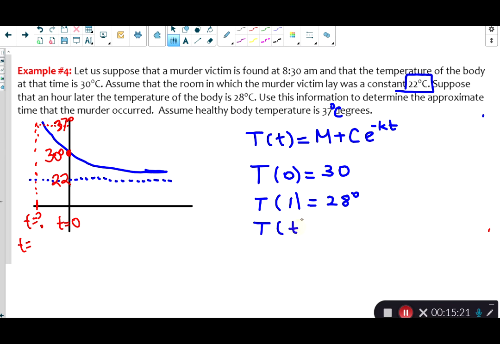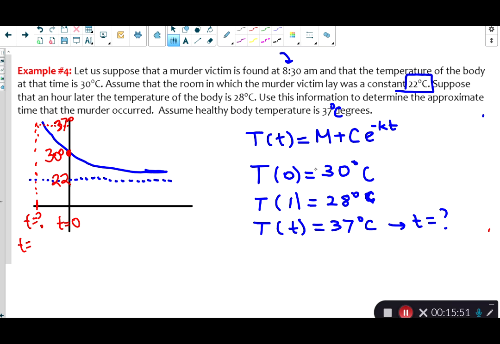Find the situation when T of t, temperature at time t, equals 37, which is the temperature of a healthy person in Celsius, everything in Celsius. Okay, so your job is to figure out the time. Remembering that time will be negative, you'll come back here and subtract it from here, and that'll be the time of death.